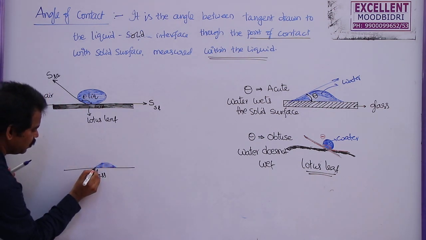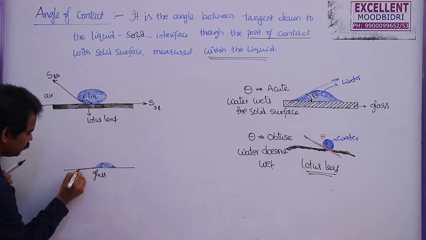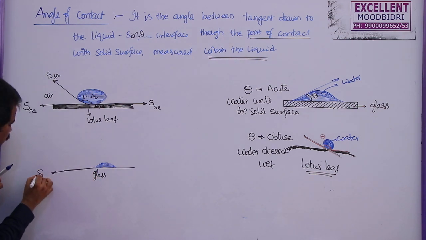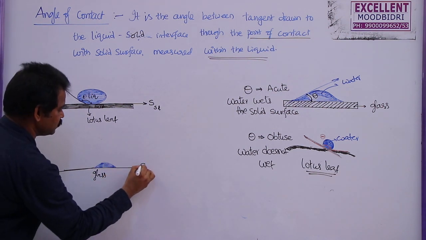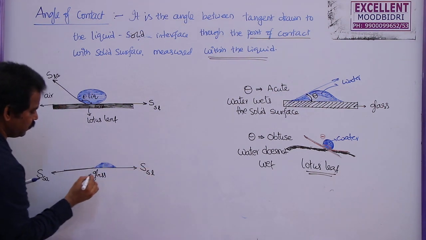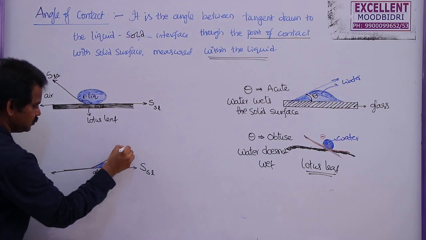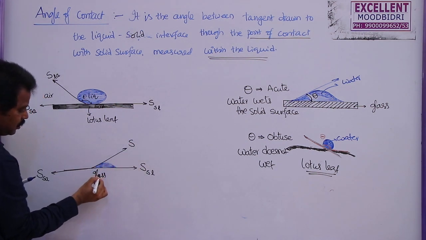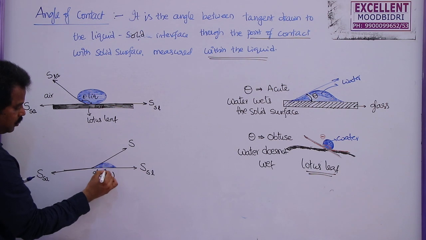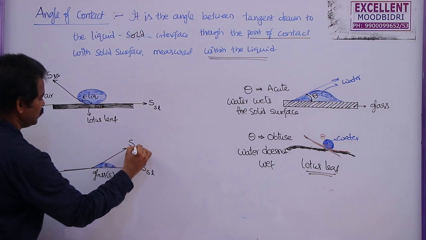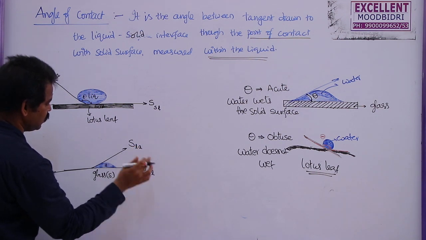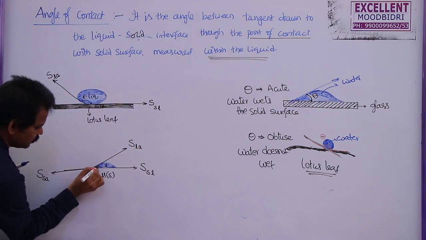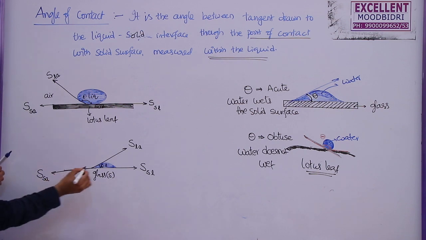Here also, I am going to draw the surface tensions. This is the surface tension between solid and air. This is the surface tension between solid and liquid. This is the direction of the surface tension between glass, that is solid, and liquid. This is liquid and air. This is solid and liquid. So here theta is an acute angle.